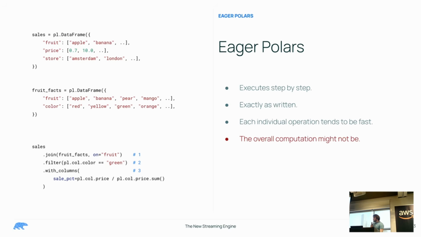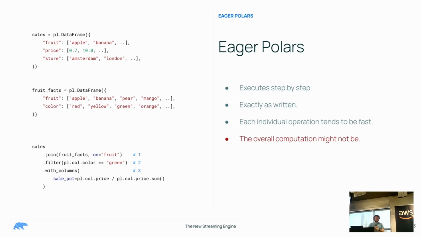When you write this in eager Polars like this, it executes step by step. So exactly as you write it. I have labeled here 1, 2, 3. First, you do a join. Then the result of the join gets filtered, and then you add a column that's the sales percentage.